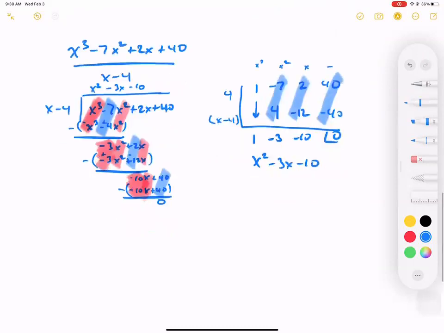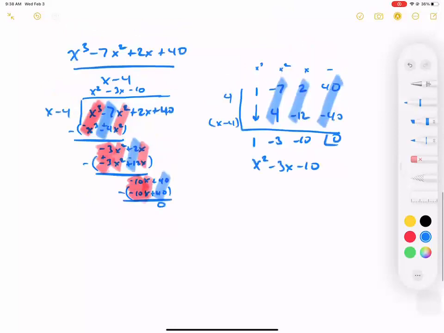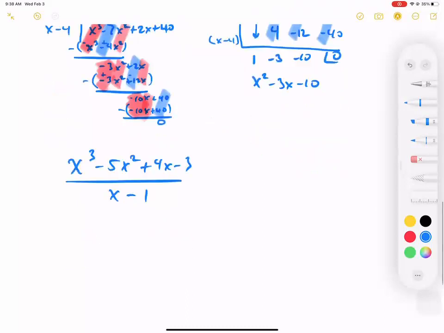So let me give you guys a problem. Let's do x cubed minus 5x squared plus 4x minus 3, and we're going to divide this by x minus 1. Let's do this with synthetic division. This will be 1, negative 5, 4, negative 3. We're going to write x minus 1, and to make this go to 0, that's going to be a positive 1. Go ahead and spend the next 10 seconds solving this, and you'll notice that there should be a remainder.